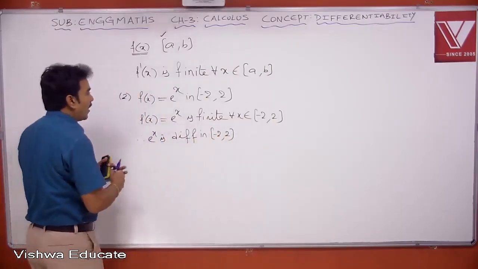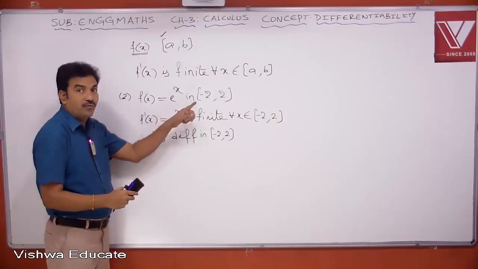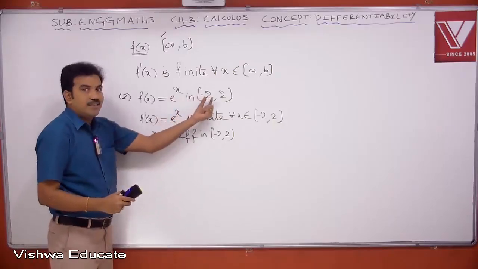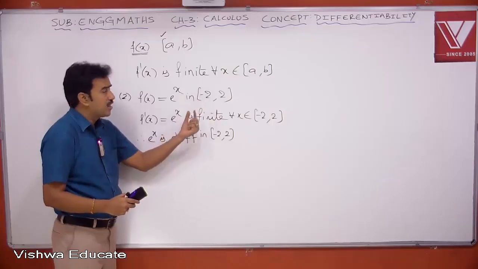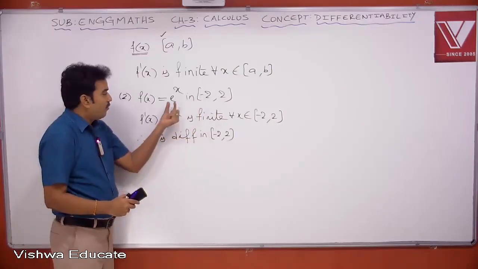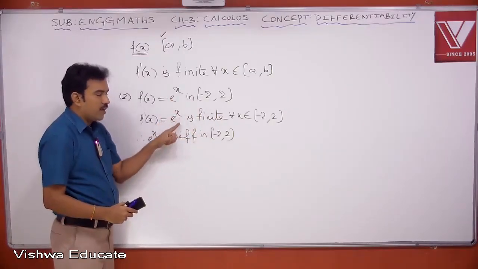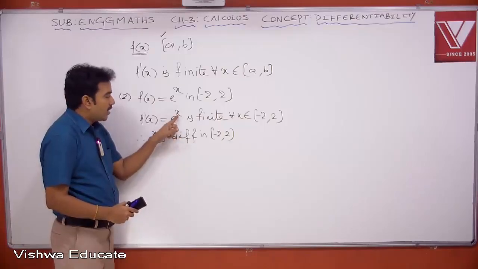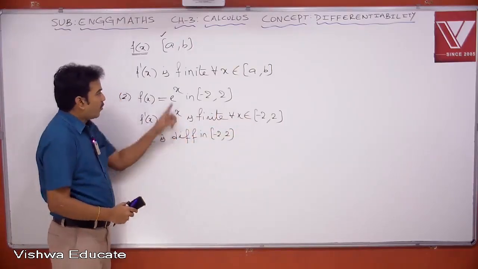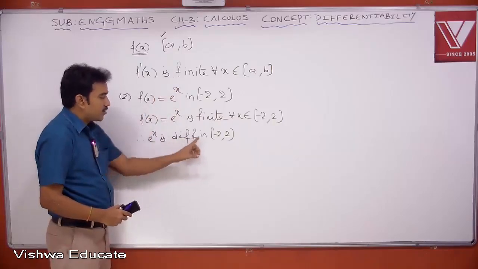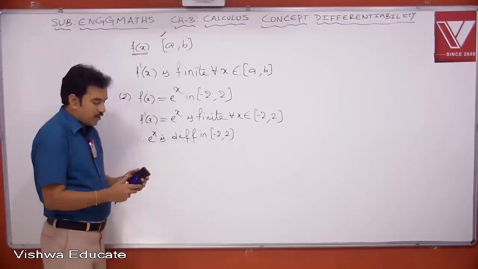As we know, the domain of exponential function is the set of real numbers. Now here this is a subset of real numbers. It's a small set. Of course it has infinitely many elements, but it's a small set. So when you find the derivative of e power x, we get e power x. Replace x by any element of this interval. This is always finite. Therefore according to this definition, e power x is differentiable in closed interval minus 2 comma 2.